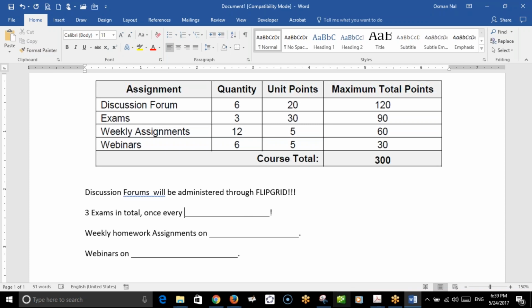Good. Then, second question. Fill in the blanks. 3 exams in total, once every 2 weeks. Yes, once every other week, once every 2 weeks. Good job, Flora. Awesome. Third question.